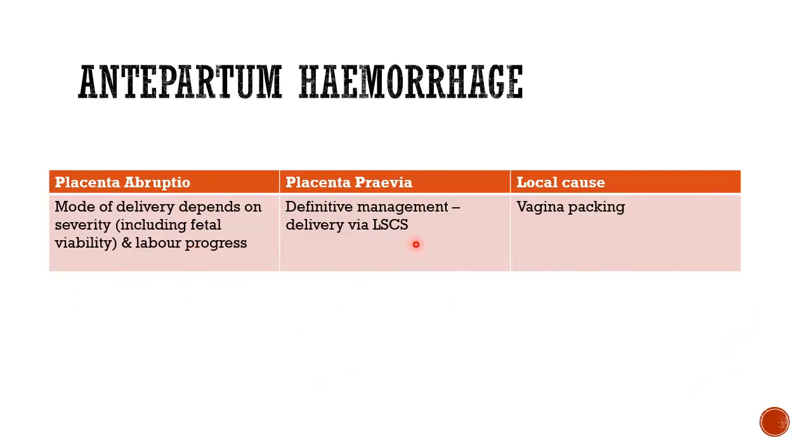Placenta previa, definitive management is Caesarean. Okay, it also depends on how much the bleeding is and how premature the baby is. And for local causes, you can do some vaginal packing and so on. All right, I'm not going to talk in detail about APH management.